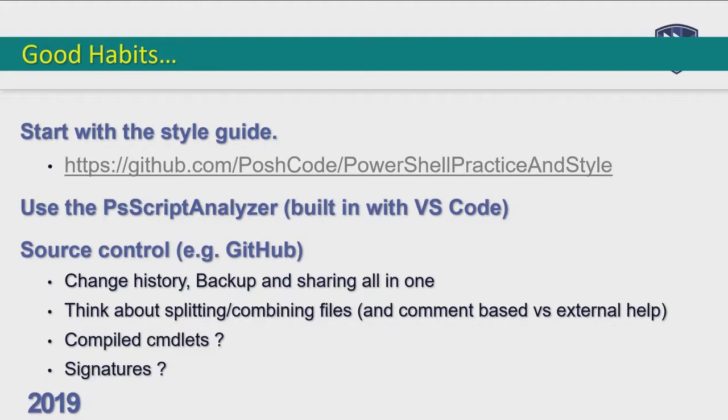And if you're not using source control, well, you should be, because you've got change history and backup and sharing in one place. Never mind anything else. Those things are all good, so start using source control if you're not already. Questions about: do I combine all my files into one big one or split them into lots of small ones? Do I compile them? Do I sign them? All those depend on the environment you're working in.